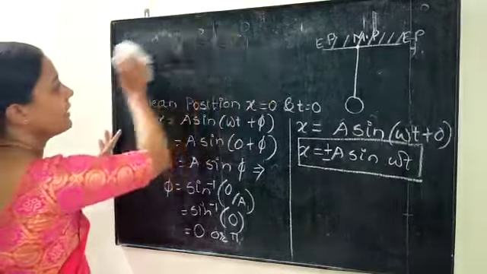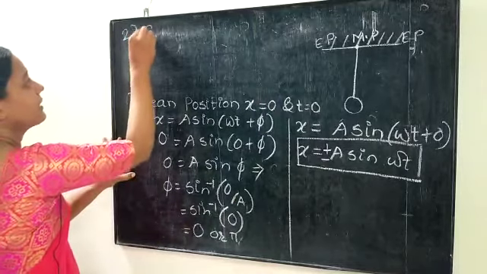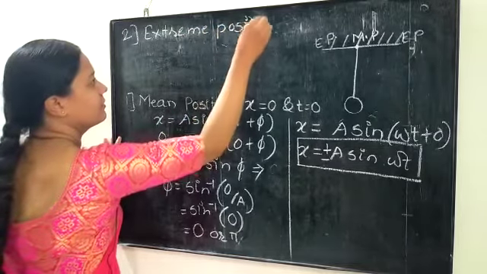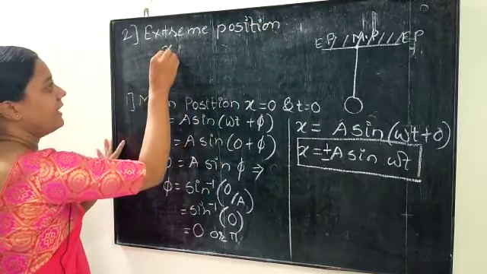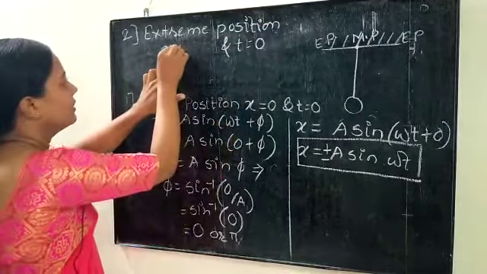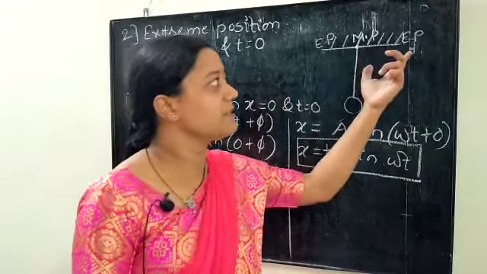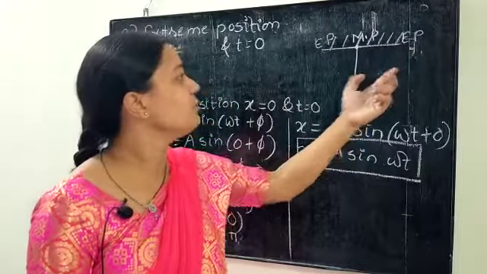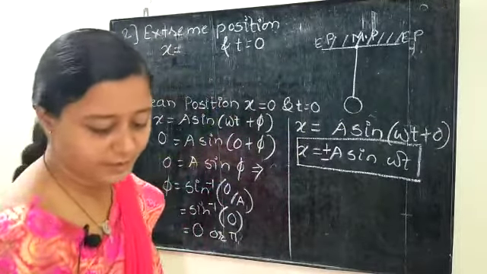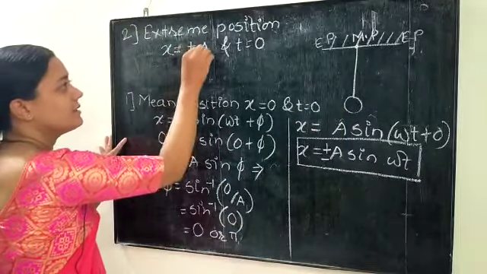Now we have to consider another case, that is, at the extreme position. So the second case is the extreme position. We have to consider the value of x at the extreme position and time t equals 0. Consider these are the two extreme positions, one towards the positive position and one towards the negative position. So the amplitude will be positive or negative, depending upon the extreme position. So here we consider x equals plus or minus a.